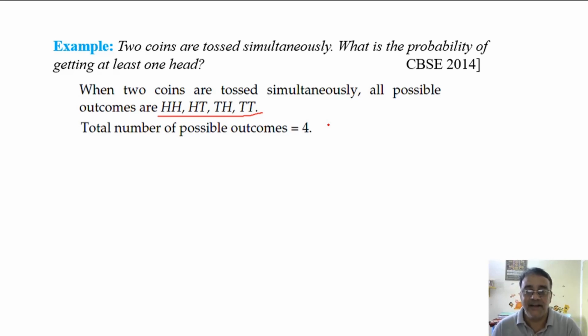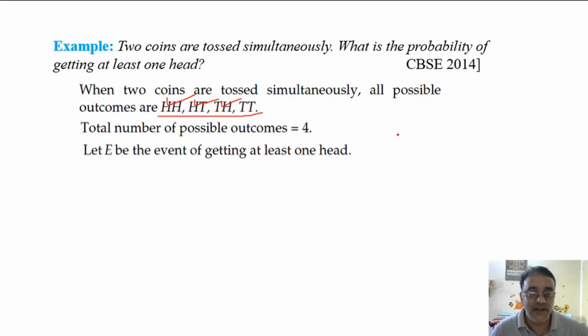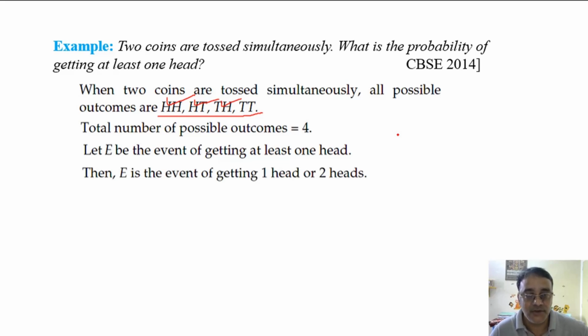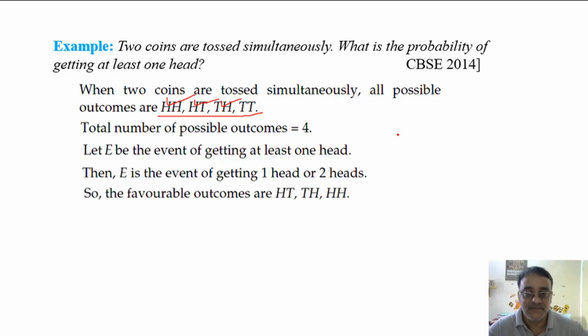3 also. Yes, at least means you have to take 1 and 2. 1 head and 2 heads. Okay, so 3. So let E be the event of getting at least one heads. So then E is the event of getting one head or two heads. Both we have to consider. So the favorable outcomes are this one, 3.